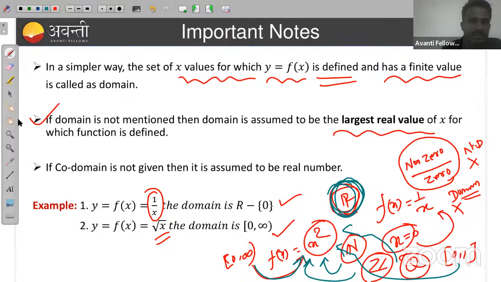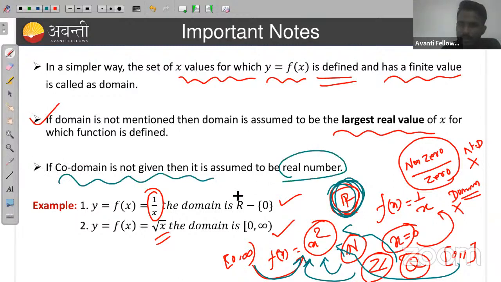Again, the same thing works for the codomain as well. If codomain is not given, then assume it to be real. अगर codomain कुछ नहीं दिया गया है, nothing is given, then in that case you'll consider real. I hope this is clear on the domain and codomain.